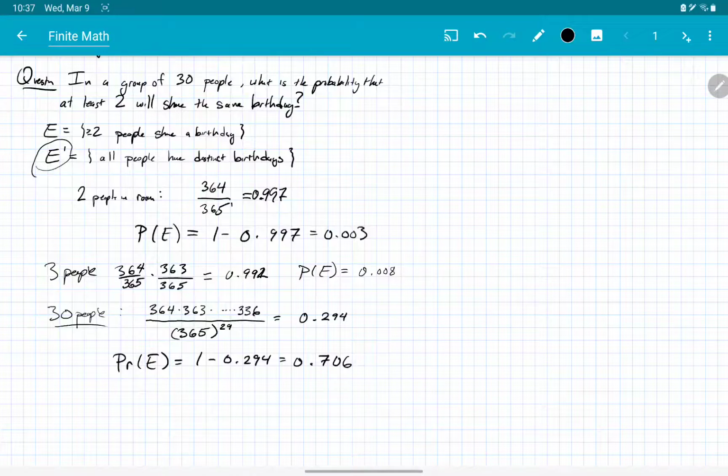There's lots of them. Has anyone heard of the Monty Hall problem? Okay, we'll talk about that another day.